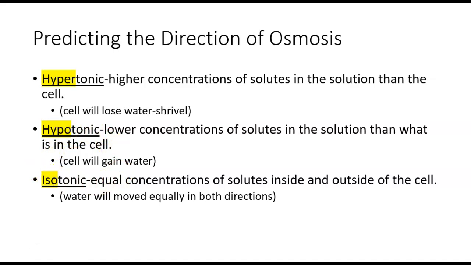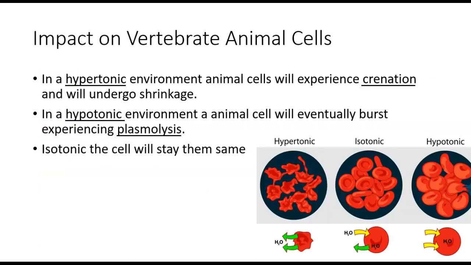Next up, we have isotonic: equal concentrations of solutes inside and out of the cell, and the water is going to move equally in both directions.